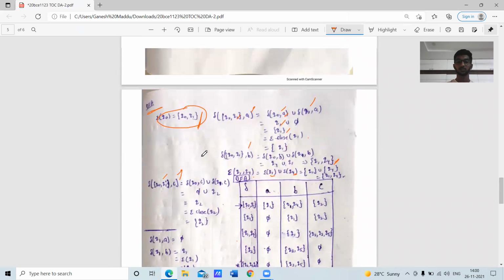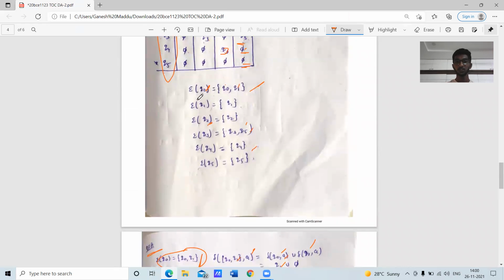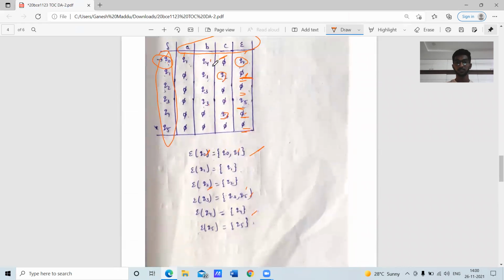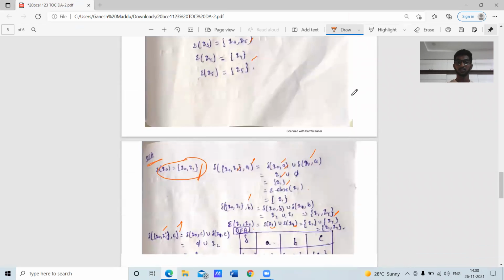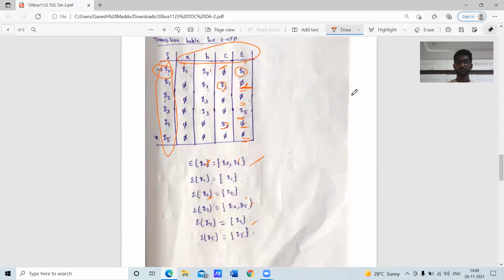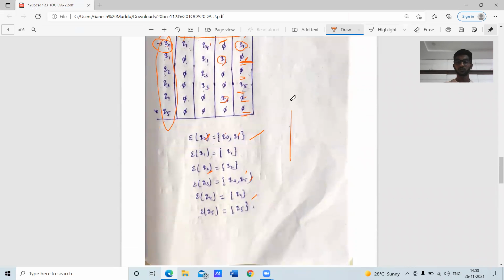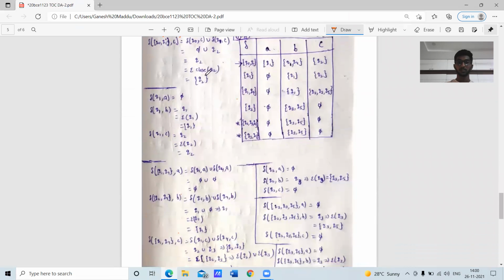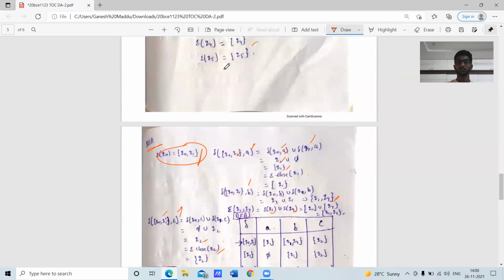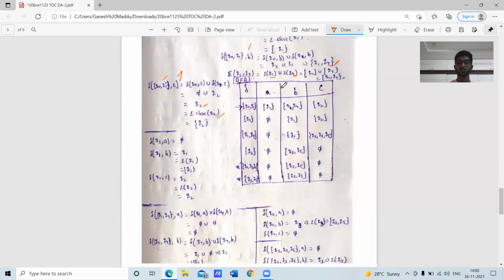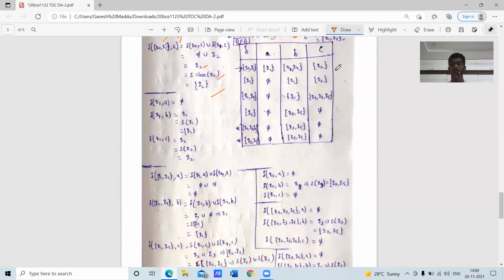Next check for Q0, Q1 using input symbol C. Q0 comma C gives null, so there is none. For Q1 comma C, we are getting Q2. Take the union with the epsilon closure of Q2; the epsilon closure of Q2 is Q2, so write Q2 here.